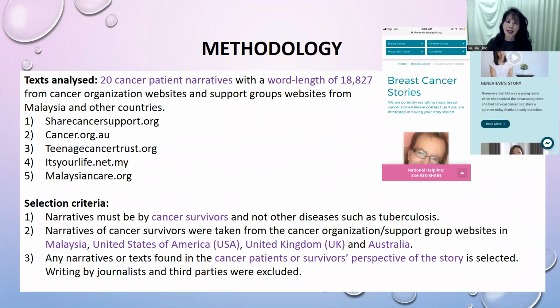Next, the text analyzed were 20 cancer patient narratives with a total word length of 18,827 words, and they came from 5 organizations. And the selection criteria, well, the narratives have to be written by the cancer survivors themselves, and it must be about cancer. We do not include articles that are written by journalists and other people. We wanted the narratives to be from the cancer patients themselves because we wanted to understand their experiences. And the narratives are taken from a number of organizations as listed here.